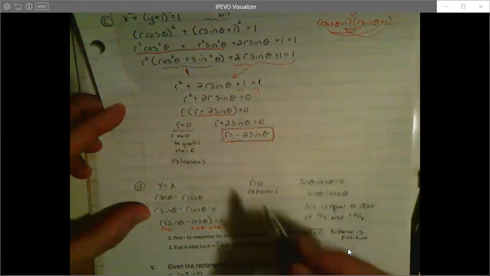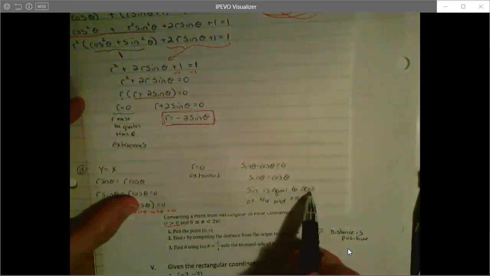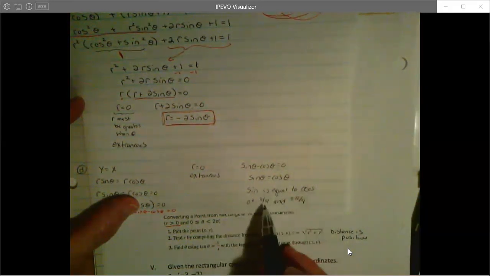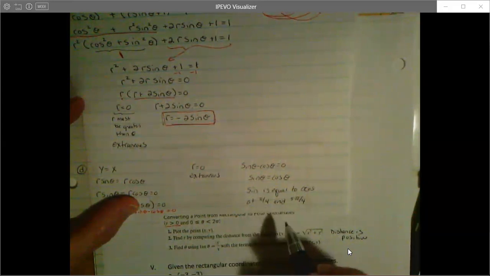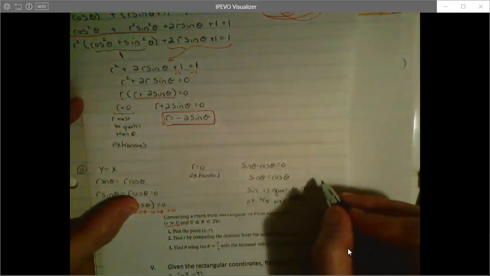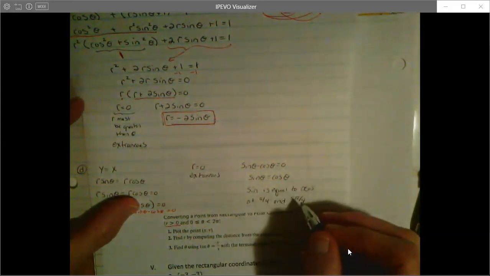And I end up with this. Well, again, this is extraneous because r can't equal 0. And over here, I'm going to set those equal. So I need to know where sine equals cosine. Sine and cosine are equal at pi over 4, and they're also equal at 5 pi over 4. So those are my two solutions. So theta equals pi over 4 and 5 pi over 4. And that's all we're finding on that one.